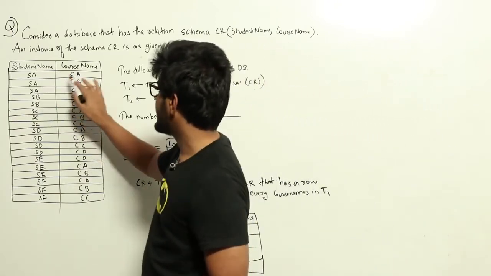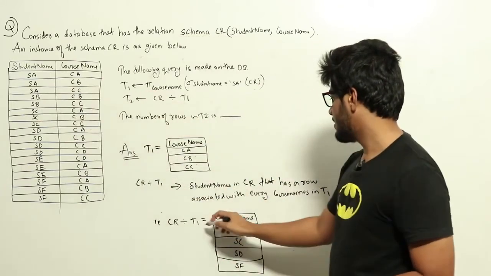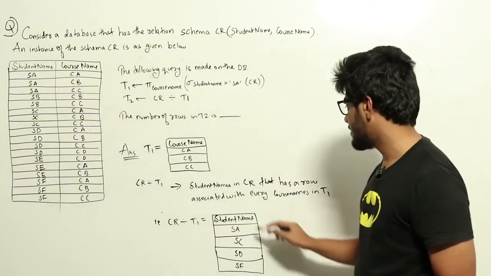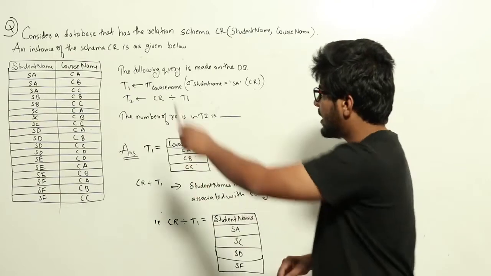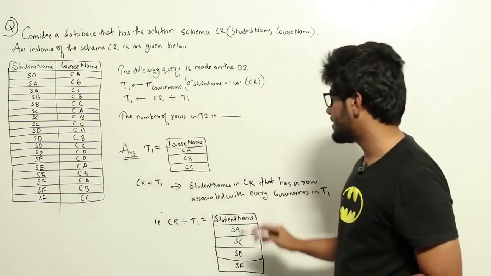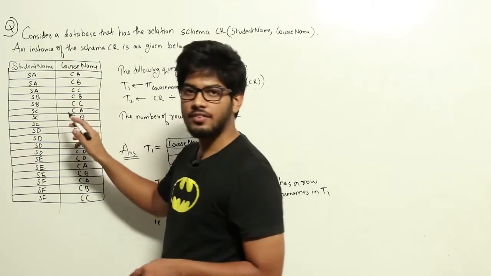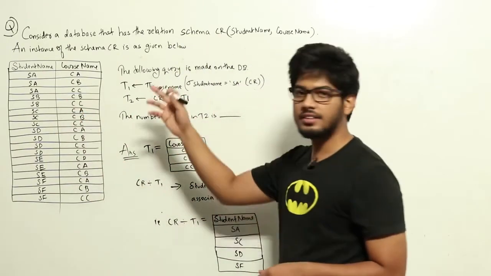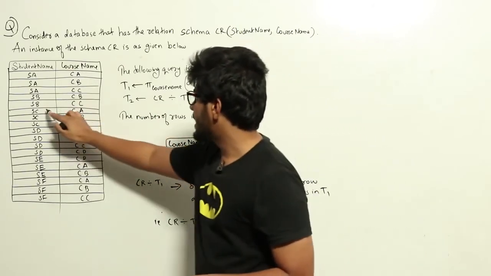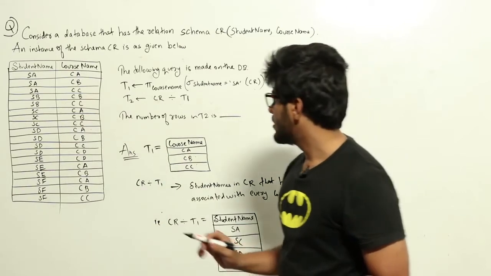SA has a row with CA, SA with CB, SA with CC. So SA we can take, CR divided by T1, this is the table student name. So SA is associated with CA, CB and CC, all three. So we can write SA. SB has a row with CB and CC only. SB doesn't have a row with CA, so we can't take SB there. SC has a row with CA, CB and CC, so we can take SC here.